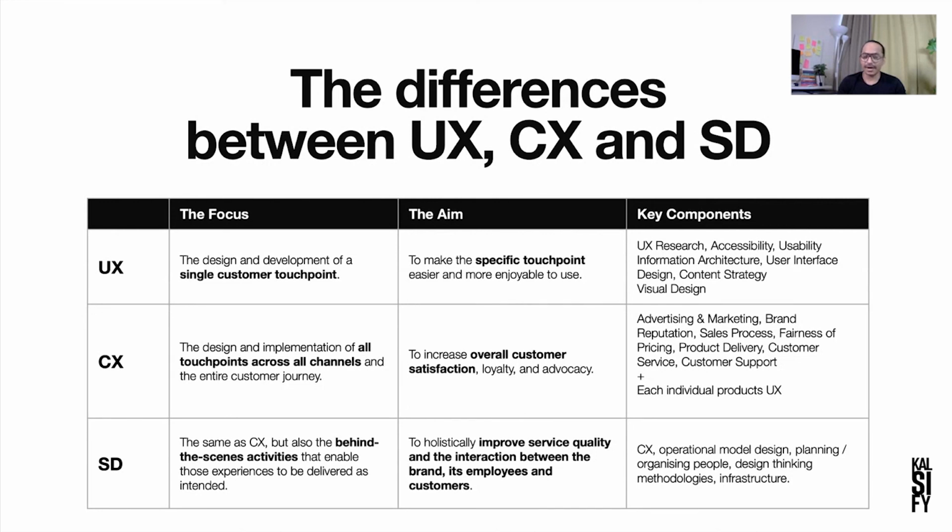And here the key components are what? Advertising and marketing. How has the brand positioning happened, or what is the brand positioning? What is the messaging? Okay. So brand reputation, what is the sales process, and fairness of the pricing, product delivery, service delivery, customer experience, customer support, plus each individual product's UX. So overall, how the company has positioned the product, how they are marketing, what is the price, how the product is delivered, and what service the company gives in regards to the product. So everything is CX, and everything from the customer's point of view.